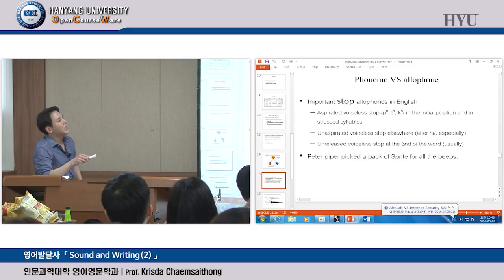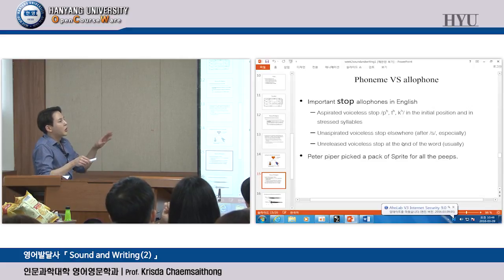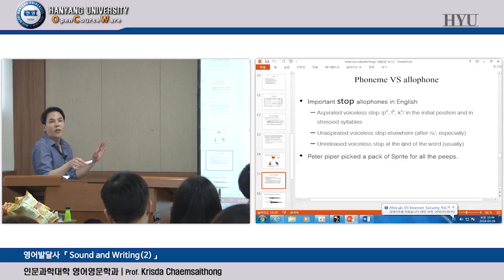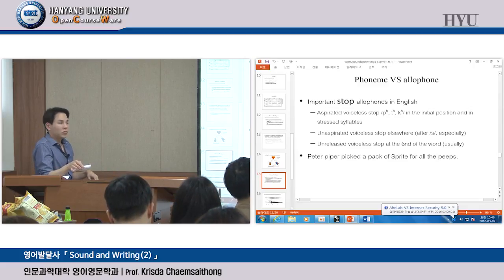Right? So in initial position and in stressed syllable. So where do you find aspirated voiceless stops? Only in this position, initial position, and also in stressed syllables, right? And elsewhere, in other cases, you will find unaspirated voiceless stops, right? So after S especially, right? And you might have what we call unreleased, another allophone, unreleased voiceless stop, meaning you don't release any air out at all at the end of the word.